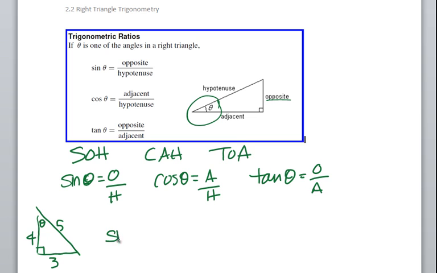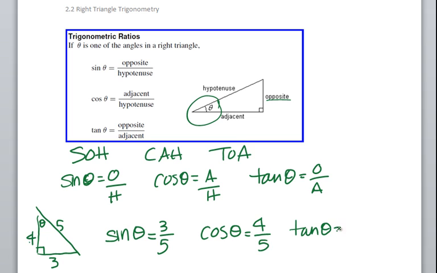So I'm going to find the sine of theta. Well, I know that sine of theta is opposite over hypotenuse, and that's equal to, in this case, 3 over 5. Okay? And then my cosine of theta, that's adjacent over hypotenuse, that's equal to 4 over 5. And last but not least, there's tangent of theta, which is opposite over adjacent. So in this case, it's 3 over 4.